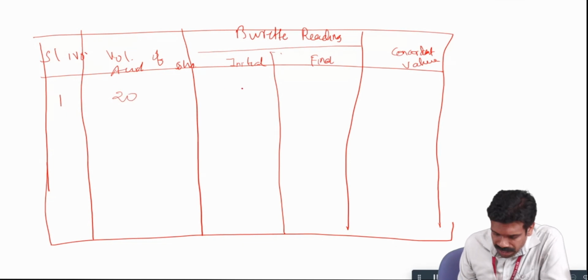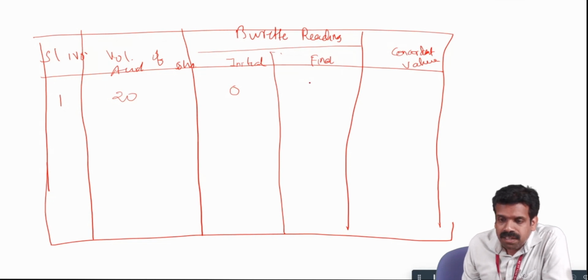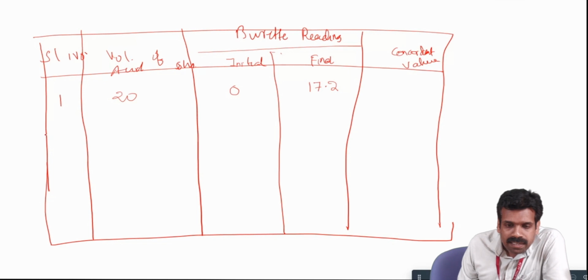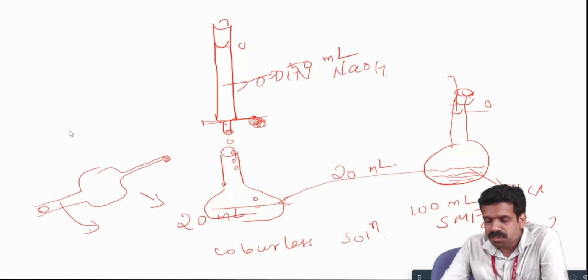And my burette reading, initially the burette was at 0, the lower meniscus. And when I completed the titration, the lower meniscus may touch somewhere around 17.2 ml. Now I am going to repeat this titration, because I want to verify whether whatever I did is correct or not. So I will perform the titration again by throwing the conical flask solution into the sink. Again, I will clean it.